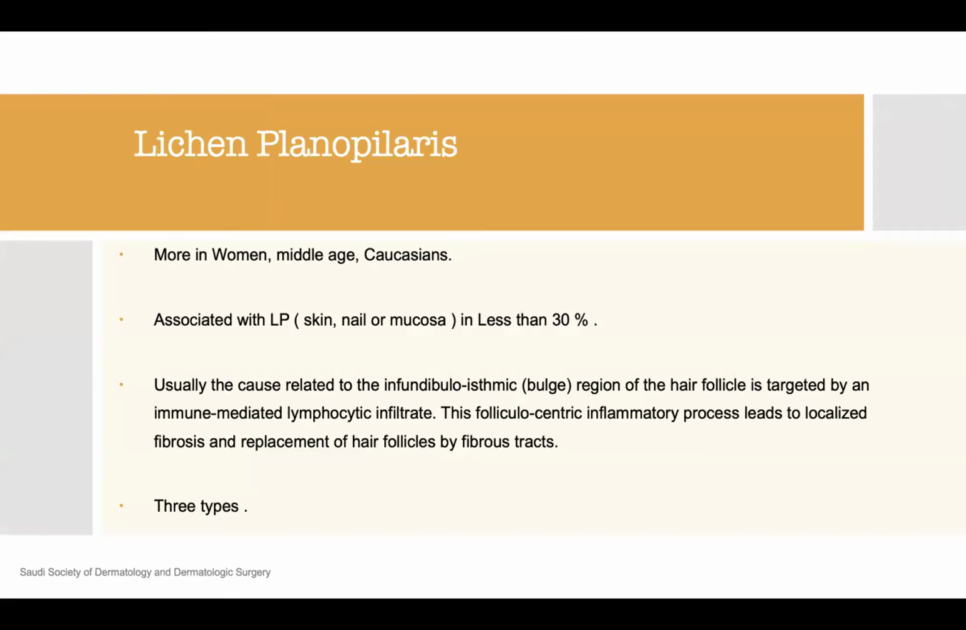Okay, so lichen planopilaris. Again, lichen planopilaris falls under the category of lymphocytic primary cicatricial alopecia. It is common in middle-aged Caucasian females, and can be associated with lichen planus in less than 30%. The exact pathophysiology behind lichen planopilaris is related to the infundibulo-isthmic region of the hair follicle, which is targeted by immune-mediated lymphocytes. There are three types of lichen planopilaris.